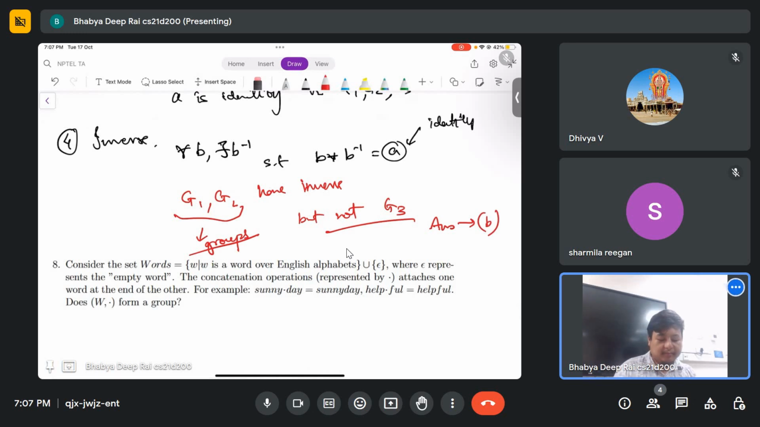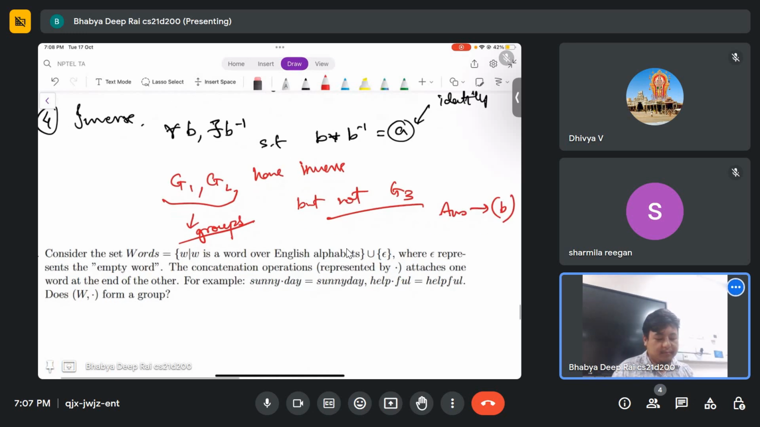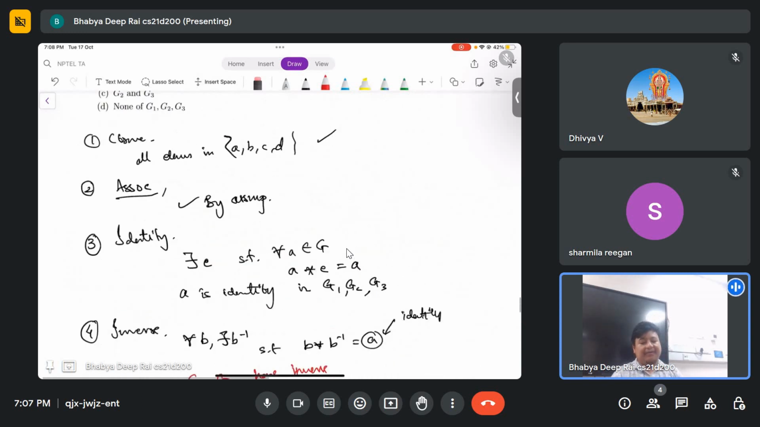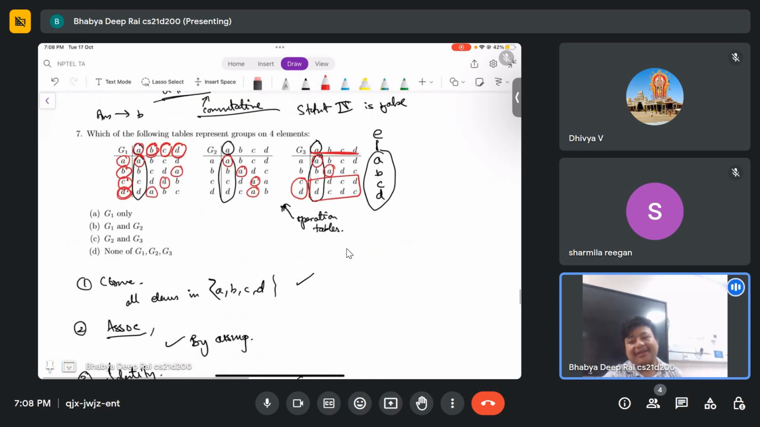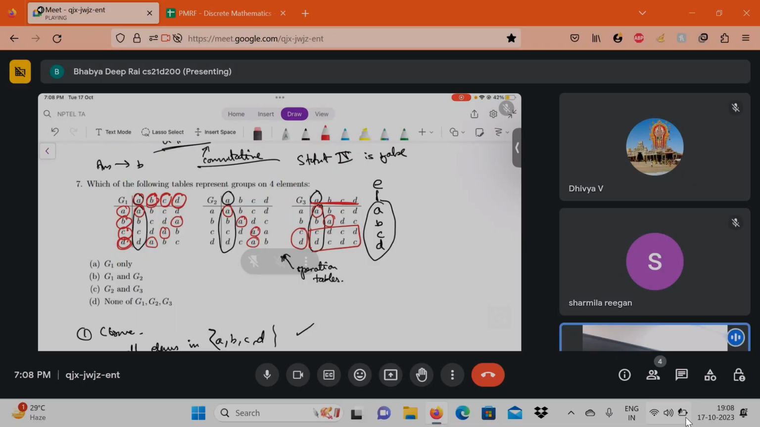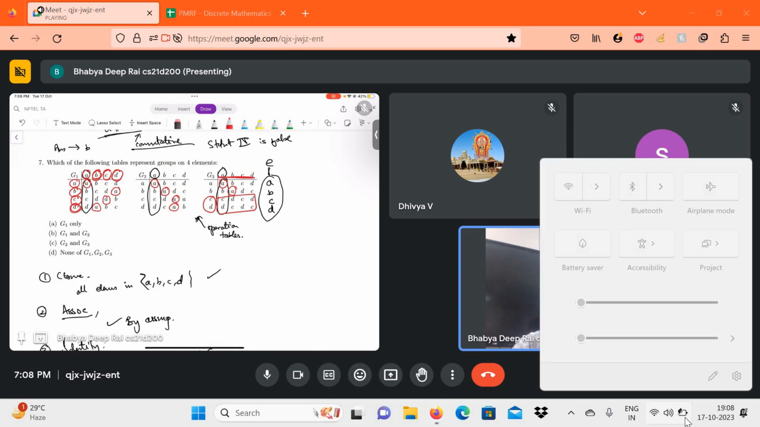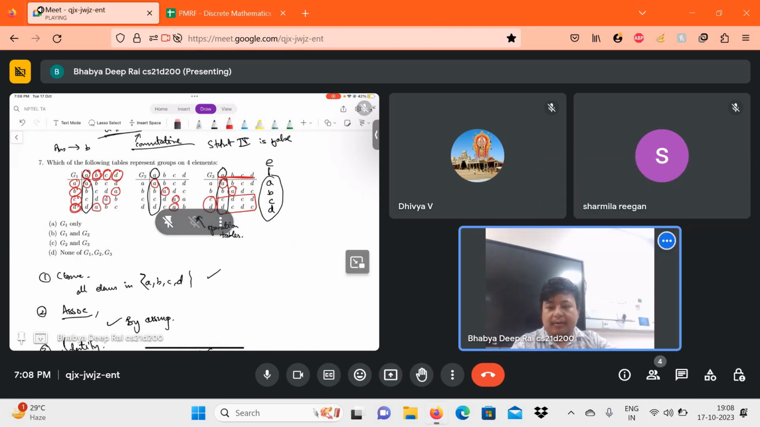Okay. So I hope that is clear to everyone. Well, operation tables are useful in this way. Also, they can represent groups in a very algorithmic way. Okay. Good.